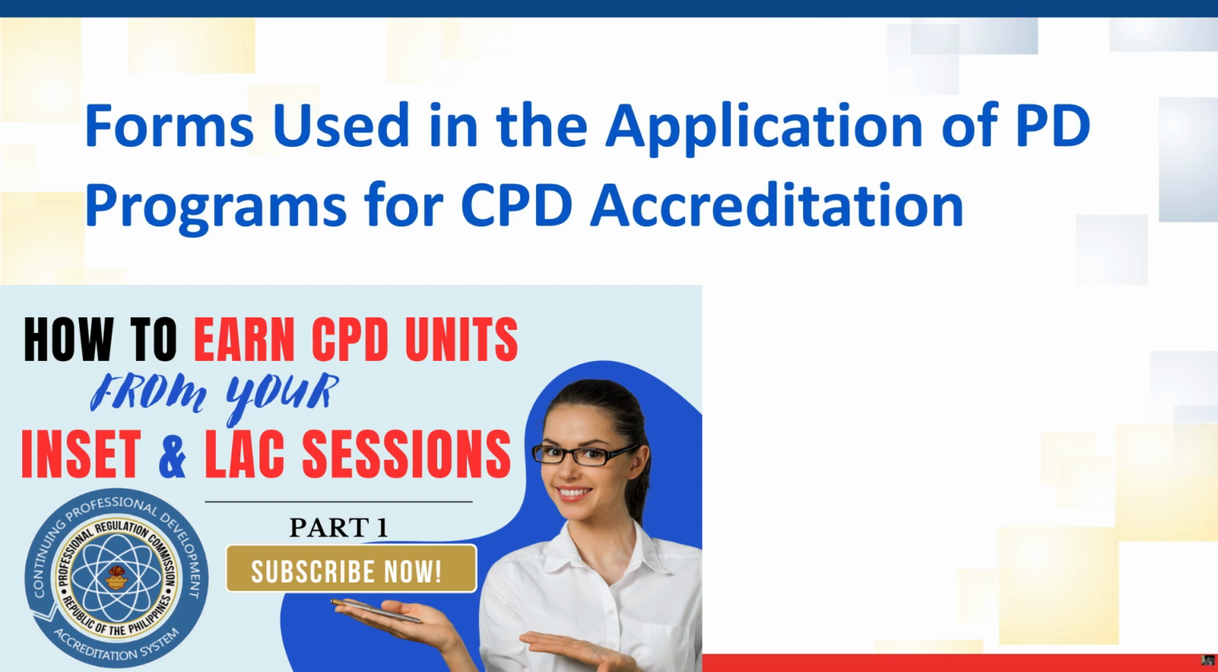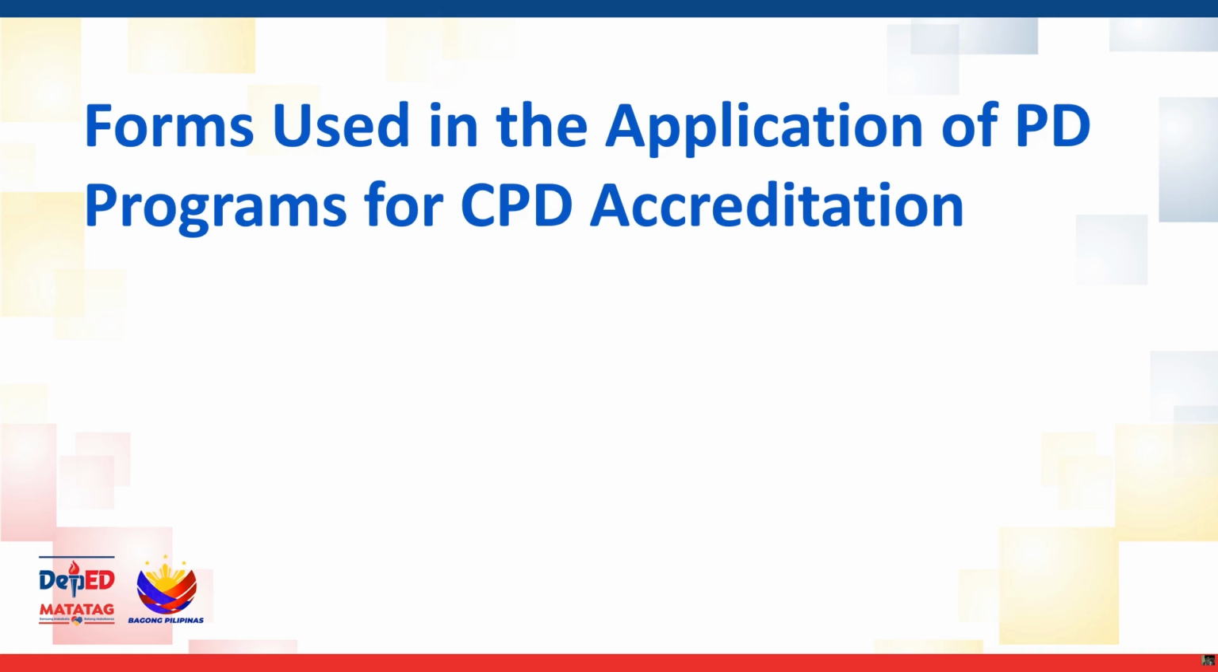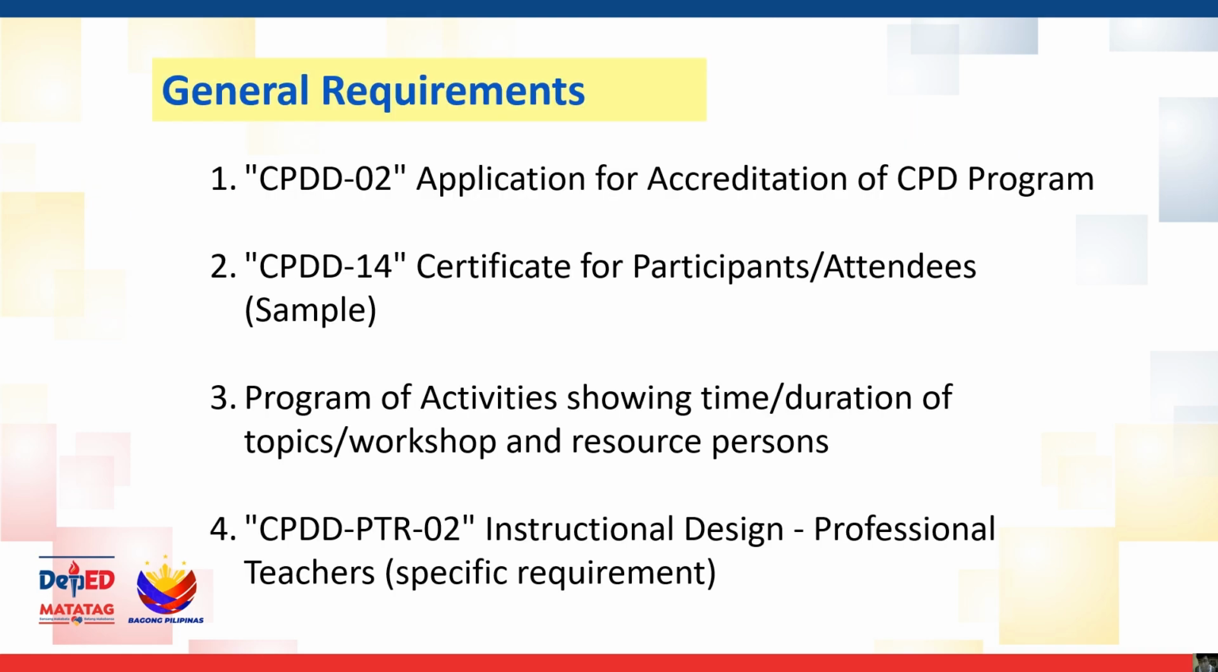What are the forms used in the application of PD programs for CPD accreditation? Requirements are: number 1, the application for accreditation of CPD program. Number 2, the certificate for participants, attend this sample only. Number 3, program of activities showing time, duration of topics, workshop, and resource persons.